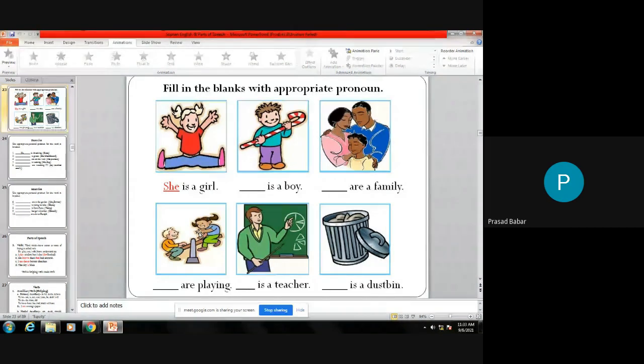The next is a picture of a teacher, and he is teaching on the blackboard. So which pronoun will we use here? He. He is a teacher. And the next is the dustbin. It. Then it is a dustbin. Correct. Very good.